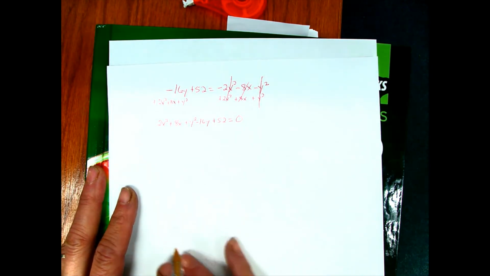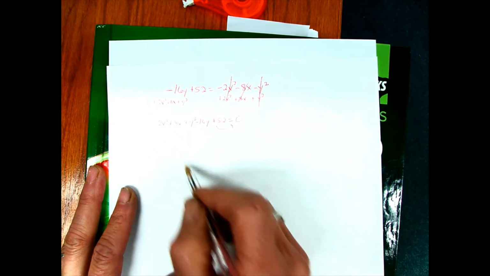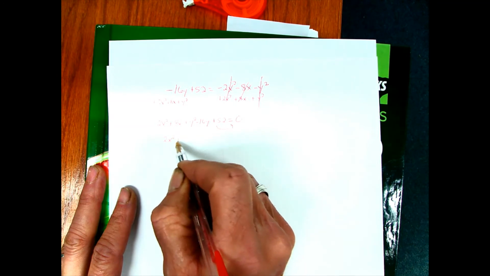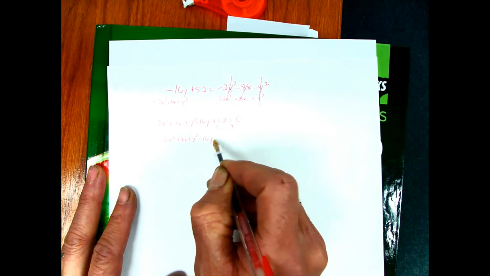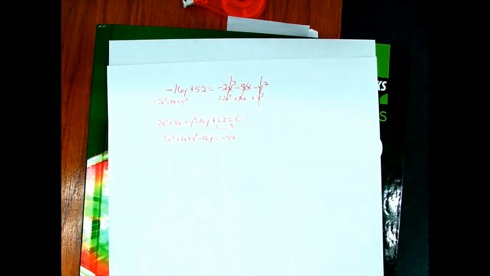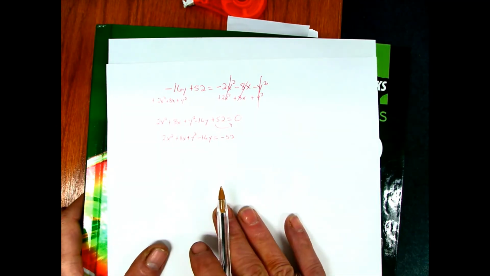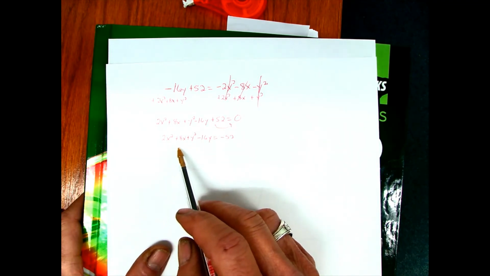Ew. All right, this 52 needs to go over here. So now 2x squared plus 8x plus y squared minus 16y equals -52. All right. Well, so I still don't have anything in the form of an ellipse.